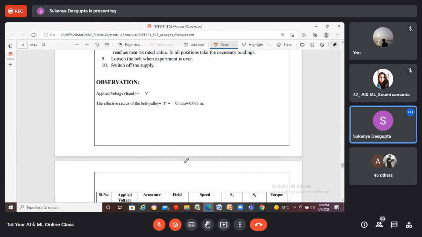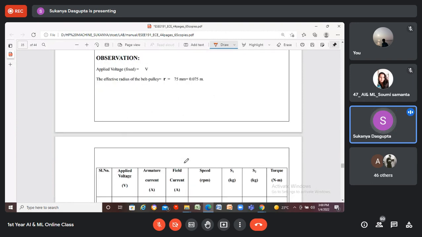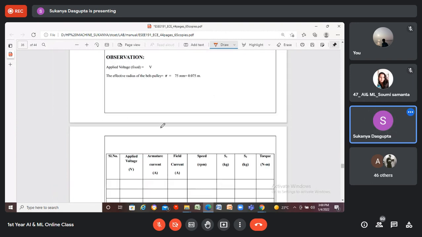After the apparatus table, you will draw the observation table. This is the observation table. The layout, the format of the observation table is already given to you. So at the top of the observation table, you will write the radius of the belt pulley system, that is small r, which is 75 millimeter, 0.075 meter. It will be required in order to calculate the torque in Newton meter.